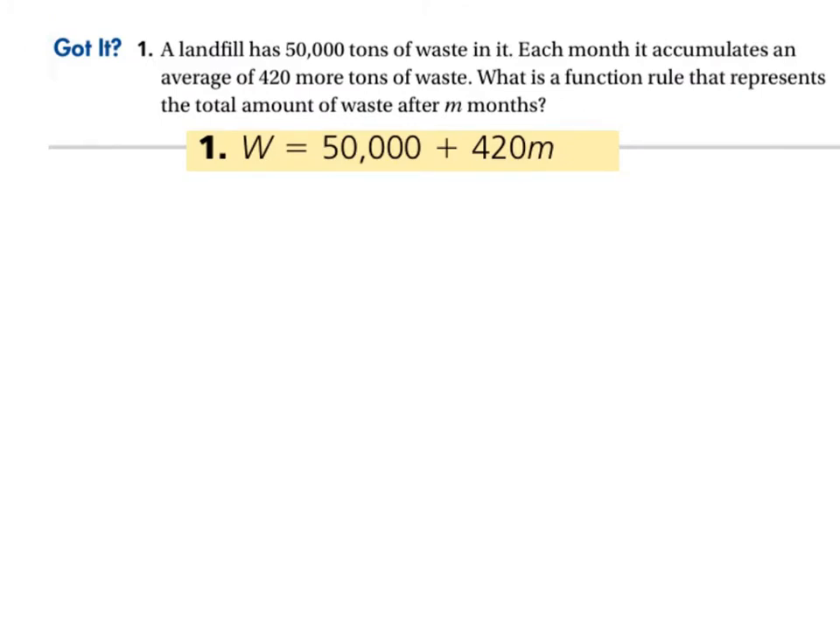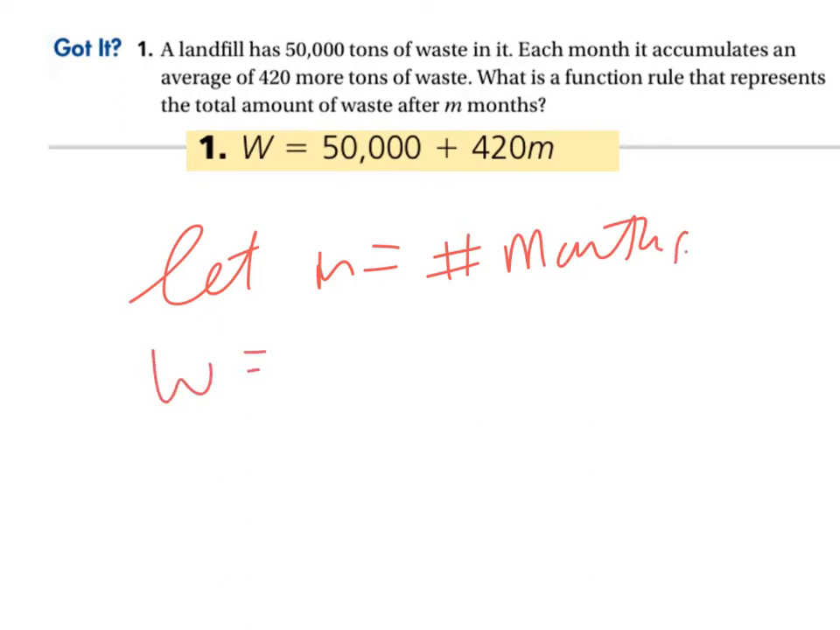Alrighty, so for your first got it, it says a landfill has 50,000 tons of waste in it. Each month it accumulates an average of 420 more tons of waste. What is a function rule that represents the total amount of waste after M months? So again, we have to define a variable. So let M equal the number of months, and W is the total waste. That's garbage, that sort of thing.